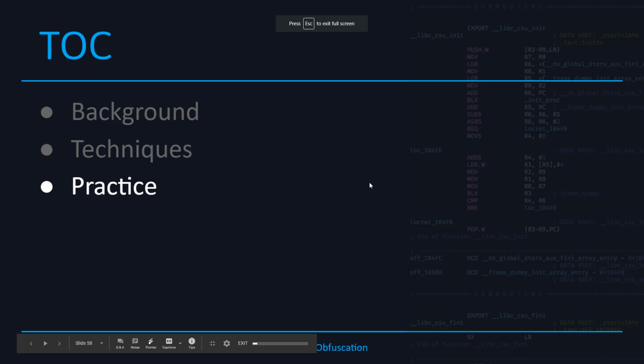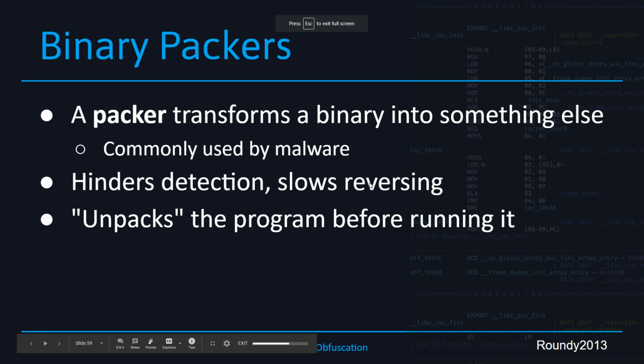So that was some theory, but now let's go into how these things show up in the real world. First up, binary packers. A packer is something that takes a program and wraps it up to do something useful. Most commonly, it's to protect it from being detected by antivirus by, for example, encrypting the program and then decrypting it at runtime. This makes it hard to detect. It makes it a pain to reverse because you have to figure out at what moment the program is fully unpacked so you can actually analyze it.